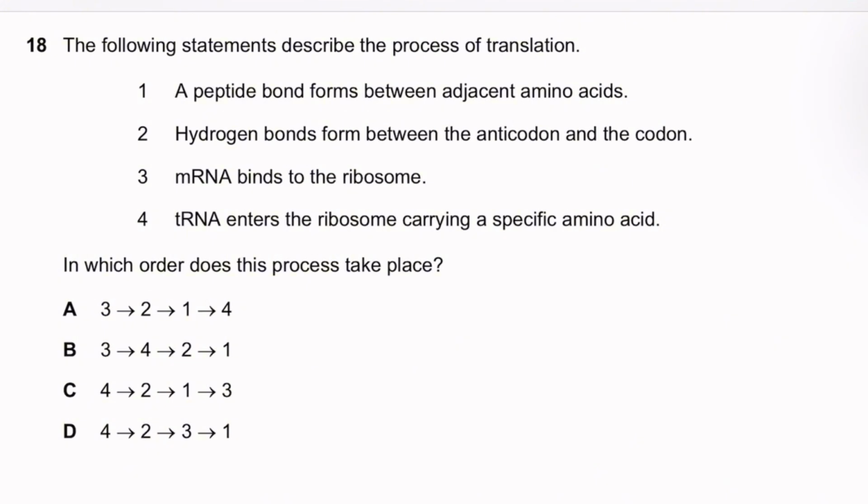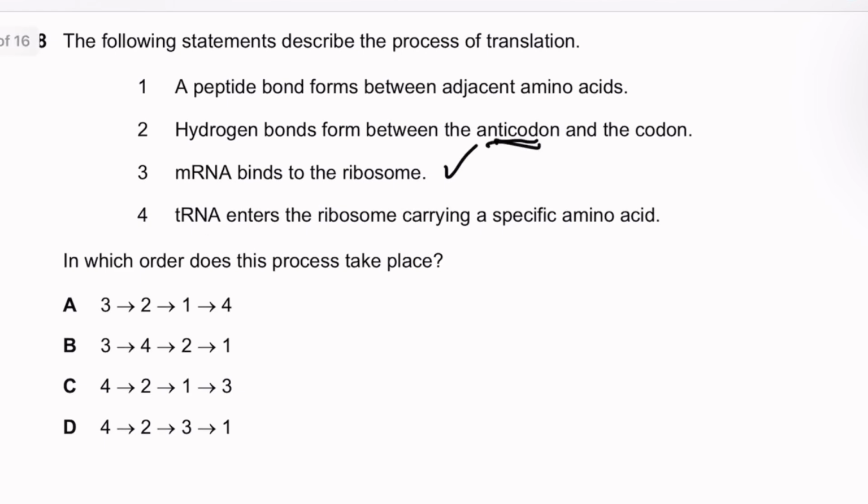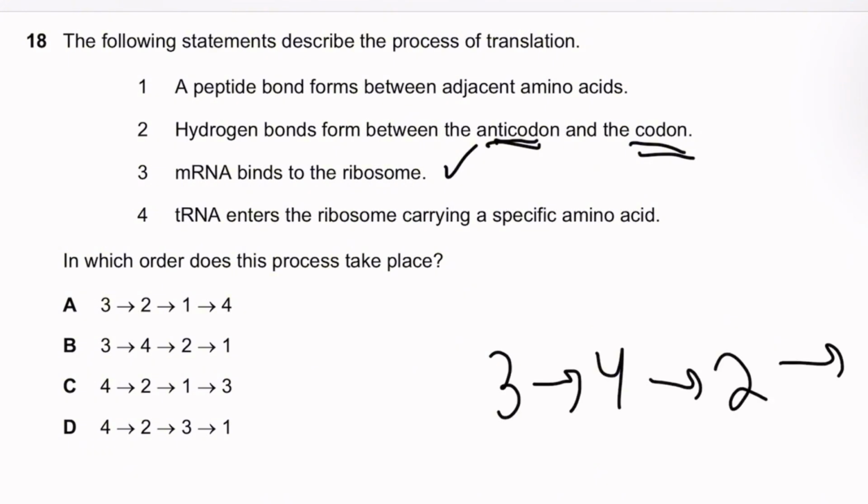The first thing that's going to happen is definitely not one. One is the peptide bond forming between adjacent amino acids, and that's the last step. What happens first is that mRNA binds to the ribosome. Once mRNA is bound to the ribosome, tRNA starts to enter with its specific amino acid, and the anticodon, which belongs to the tRNA, is going to form bonds with the codon, which means it's going to be 3, then 4, then 2. After that, when the tRNA molecules are next to each other, the adjacent amino acids form bonds between one another, and this is the last step. So 3, 4, 2, 1, which is B.